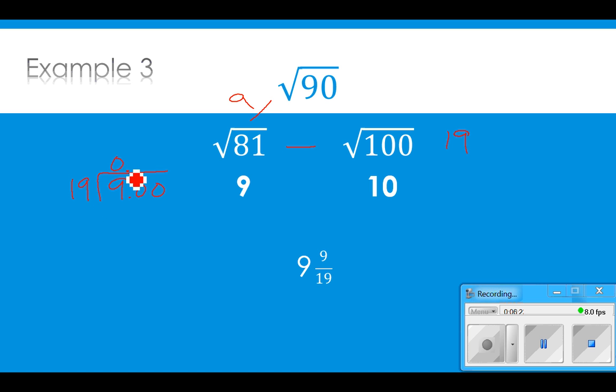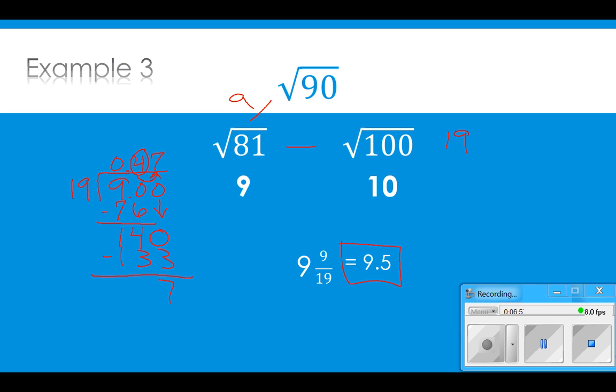19 goes into 90 4 times, and you get 76. When you subtract that, you get 14. Bring down the 0. 19 goes into 140 7 times. So 7 times 19 is 133. And so we have the 4 to look at. Looking at the 7 means we're going to bump it up to a 5. So our answer would be 9.5.